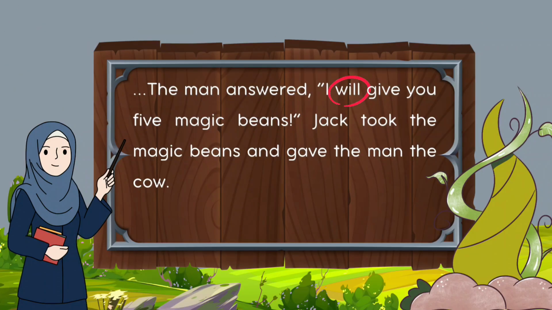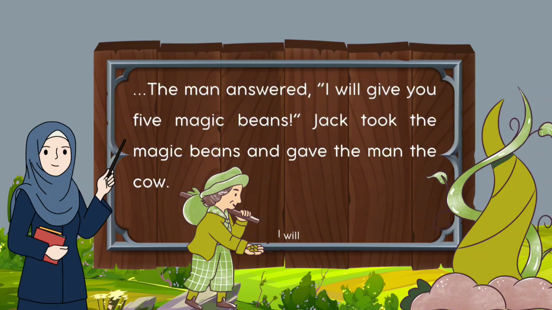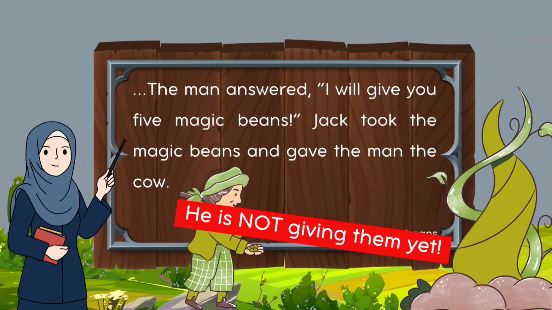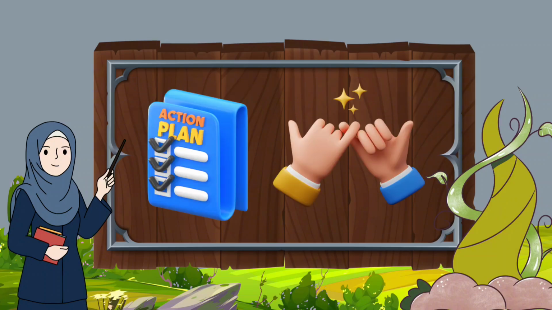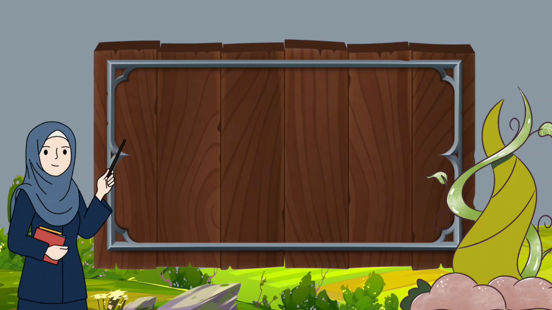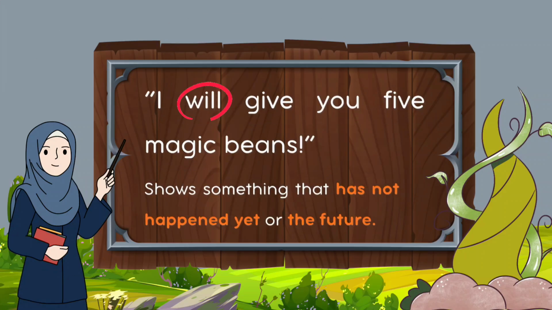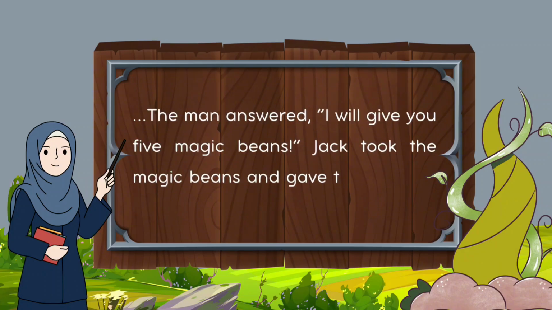Yes, it is the word will. Good job. So, when he says, "I will give you 5 magic beans," that means he's not giving them yet. He's talking about what he's going to do later. It is a plan or maybe a promise. Maybe he's lying to Jack, but anyway, the important thing is that the word will tells us about the future. So now, let's highlight that sentence together. I will give you 5 magic beans. There you go. Keep that in mind because after this, I'm going to show you the structure and some examples, okay?